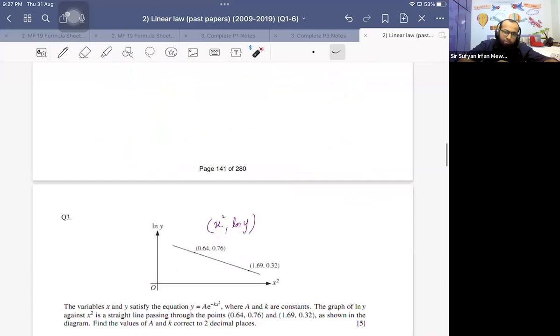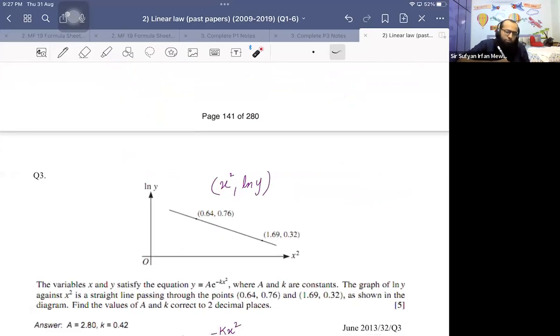अच्छा जनाब. Now this is a 5-mark question. Question number 3. The variables x and y satisfy the equation y is equal to a e power negative kx square, where a and k are constants. The graph of ln y against x square is a straight line passing through the point.